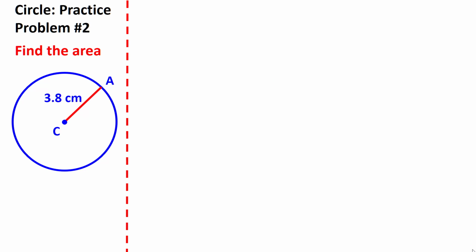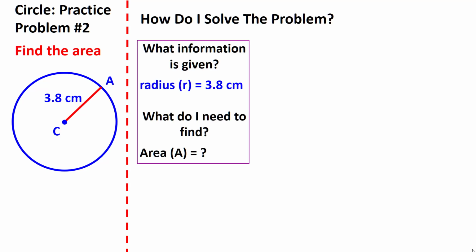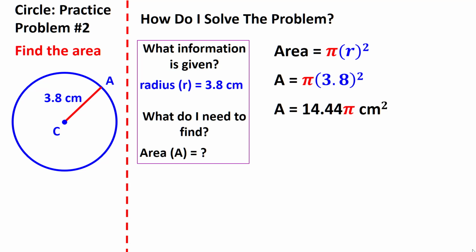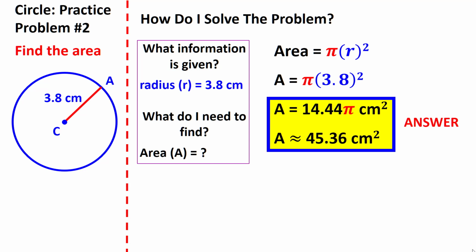Problem number 2. Find the area. How do I solve the problem? I write down the given information and write down what I need to find. I start with the formula, pi r squared. I do substitution, 3.8 for radius. I get the answer 14.44 pi centimeters squared, or 45.36 centimeters squared.